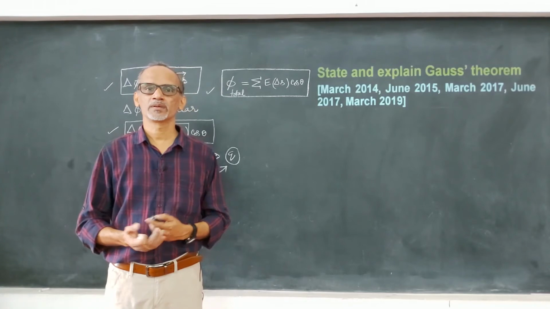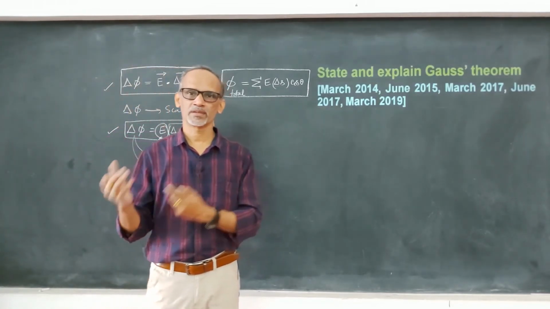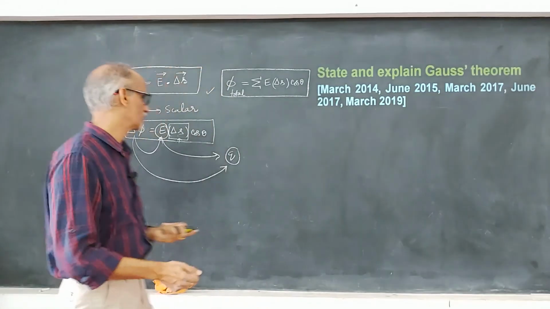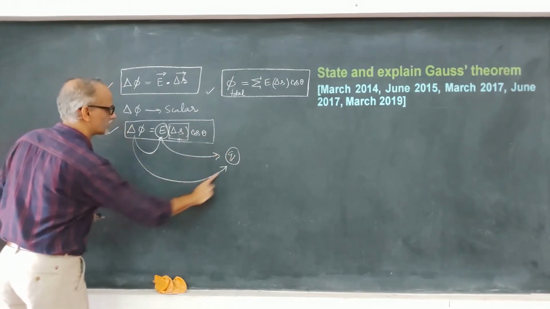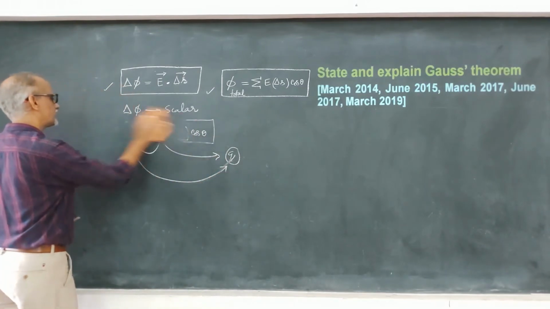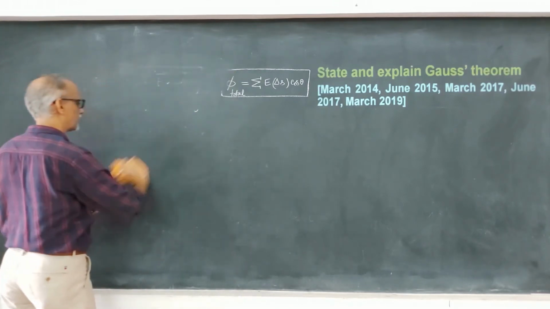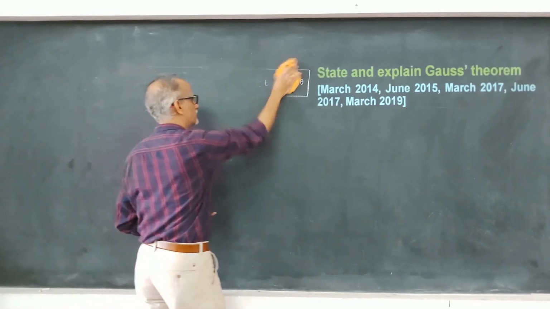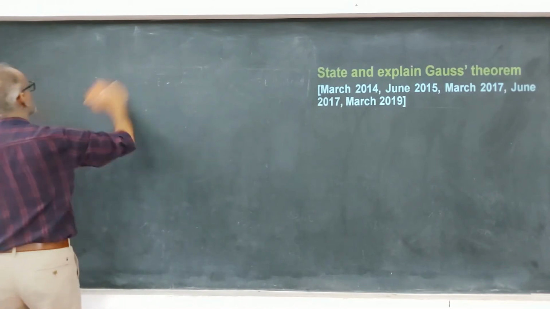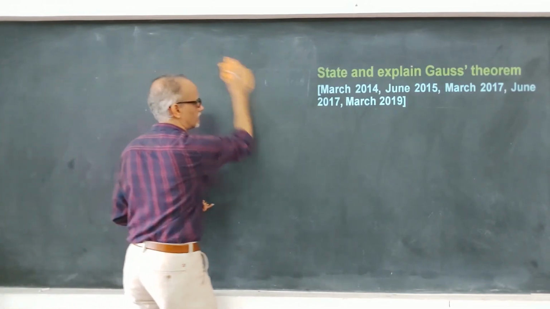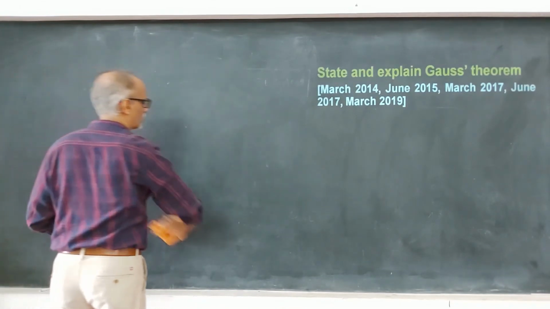So basically, what does Gauss theorem relate? It relates electric flux and the charge, because flux is related to electric field, which is related to the charge, and that's why the flux is in turn related to the charge. So I'm going to give the mathematical form of this particular theorem so that it's very easy to state the theorem. So what is the mathematical form of the Gauss theorem?